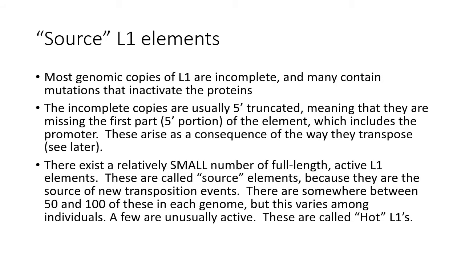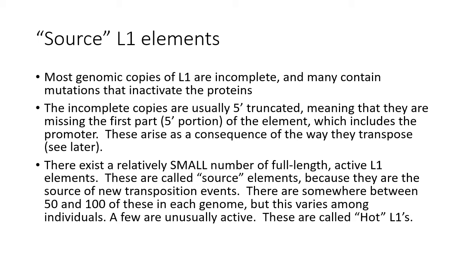Okay, so first of all, with L1, most copies are incomplete, and they may contain mutations, or very often do. The important part is that they are 5' truncated. Okay, so that means that you have the 3' region of the element present, but it's chopped off before making its way all the way to the 5' end. So many of the elements that you see are actually missing the 5' part, which includes, of course, the promoter. And that's a consequence of the way they transpose.